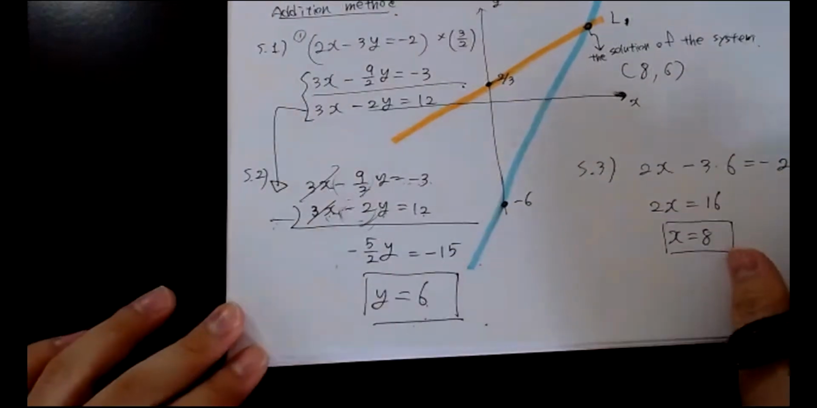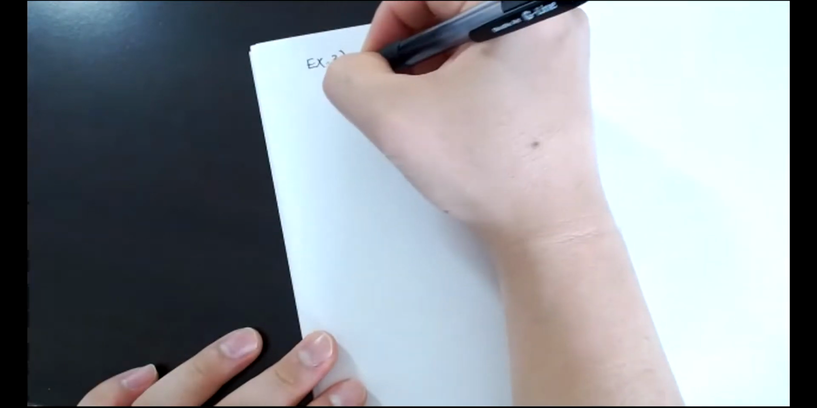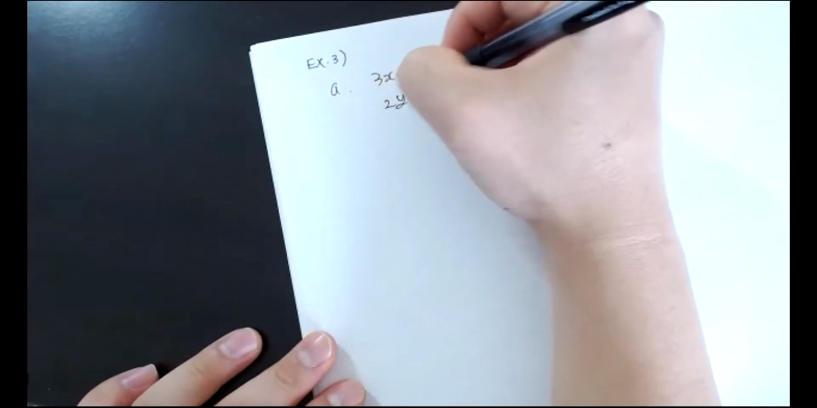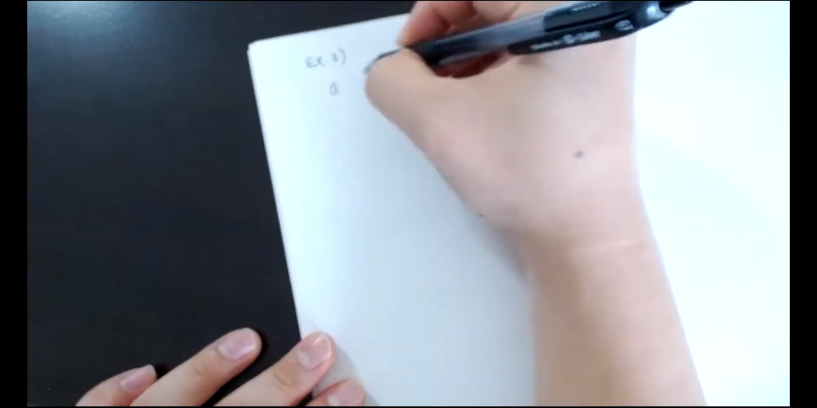Now we'll see a system that is consistent dependent, or inconsistent. So let's see example 3 in the textbook. Example 3, part A. 3x minus y is equal to 9, and 2y minus 6x is equal to 7.